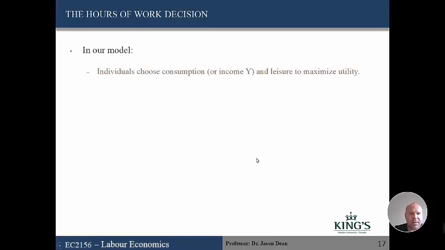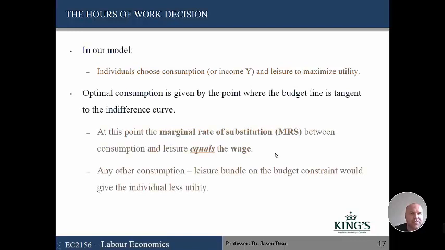Now let's talk about our model. So in our model, individuals choose income or consumption. The income is going to be used to buy consumption, and they're going to be choosing that and leisure to maximize their utility. Okay, so up to this point, we haven't looked at the optimal decision yet.